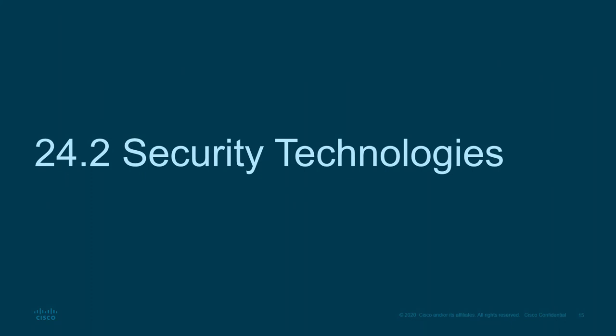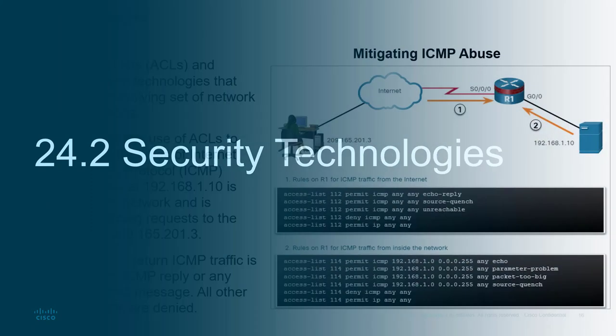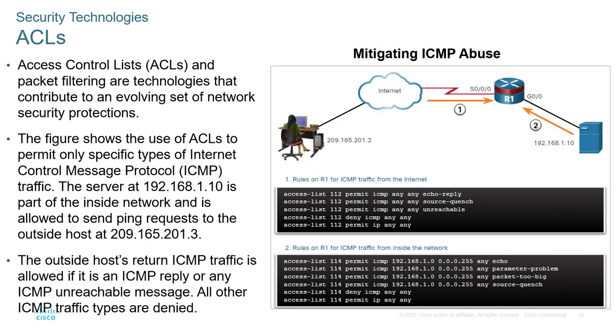Moving past that, we have our security technologies. Things like ACLs and ACEs. So I'm actually going to grab my pen. This is an ACE, Access Control Entry. The list, the group of them, is an ACL. And ACLs are used to filter traffic.